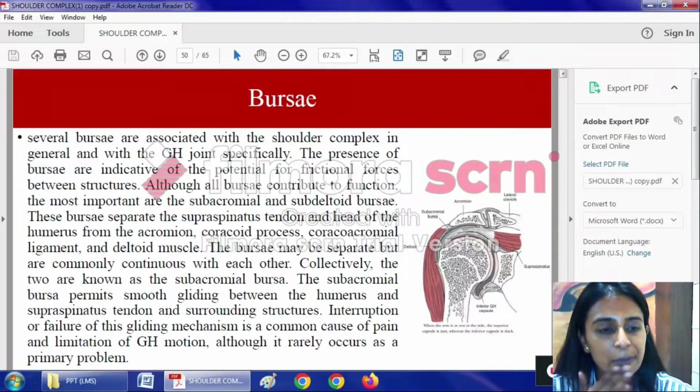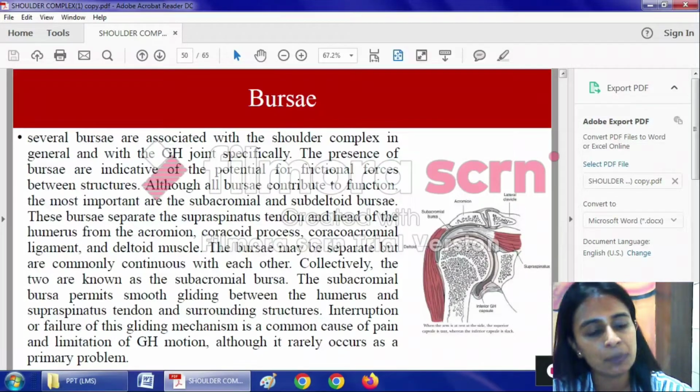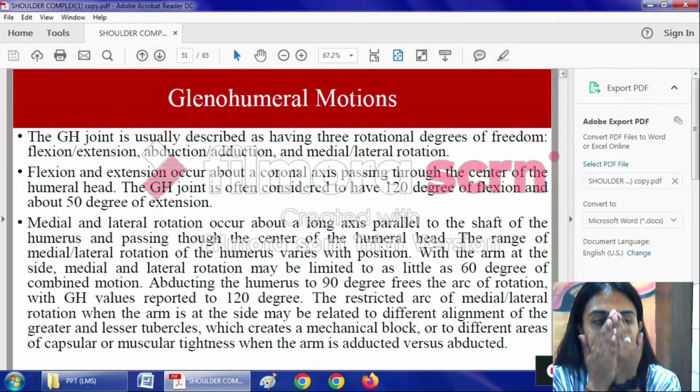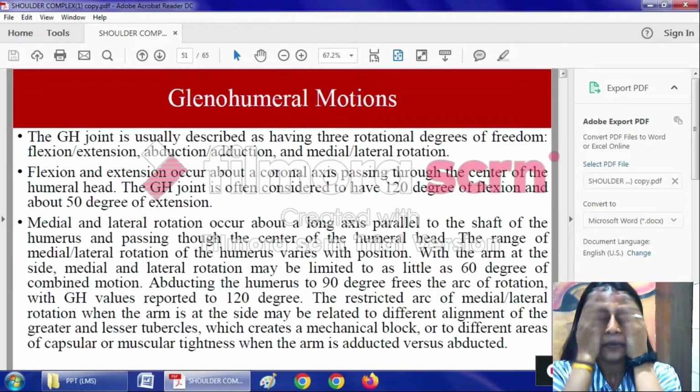The subacromial bursa permits smooth gliding between the humerus and supraspinatus tendon and surrounding structures. Interruption or failure of the gliding mechanism is a common cause of pain and limitation of GH motion, although it rarely occurs as a primary problem. Now, glenohumeral motion.